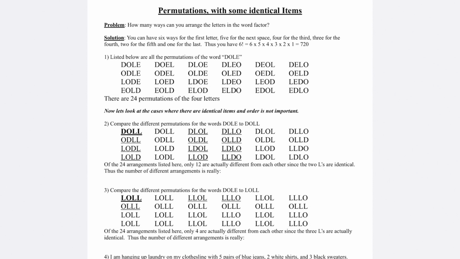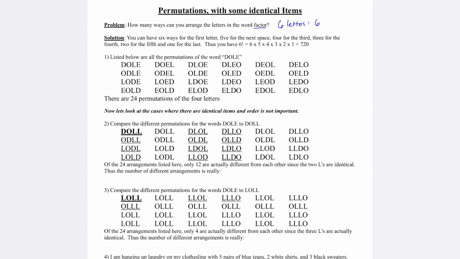Permutations with some identical items. Problem: how many ways can you arrange the letters in the word factor? In the word factor, we have 6 letters, and you'll notice that they're all unique letters. None is like the other.